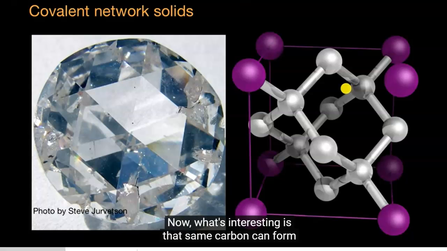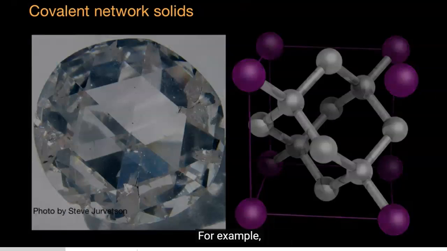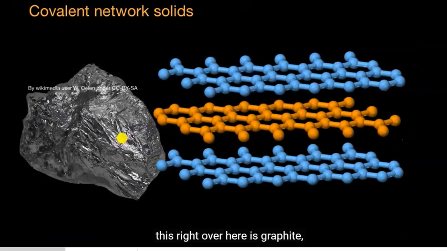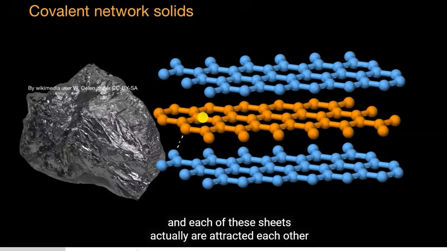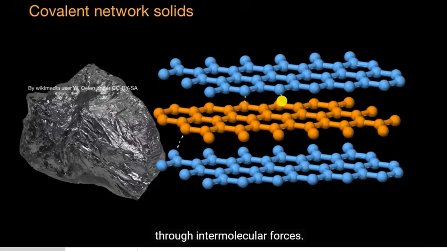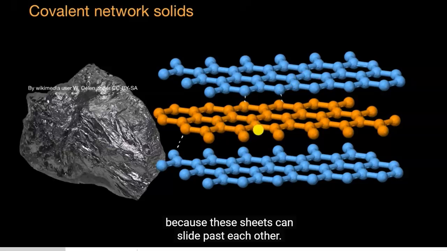Now, what's interesting is that the same carbon can form different types of covalent network solids. For example, this right over here is graphite. And graphite is probably something you're quite familiar with. When you write with a pencil, you're essentially scraping graphite onto that piece of paper. And so this is what graphite looks like. It's these covalent network sheets. And each of these sheets is attracted to each other through intermolecular forces. And that's why it's easy to scrape it, because these sheets can slide past each other.